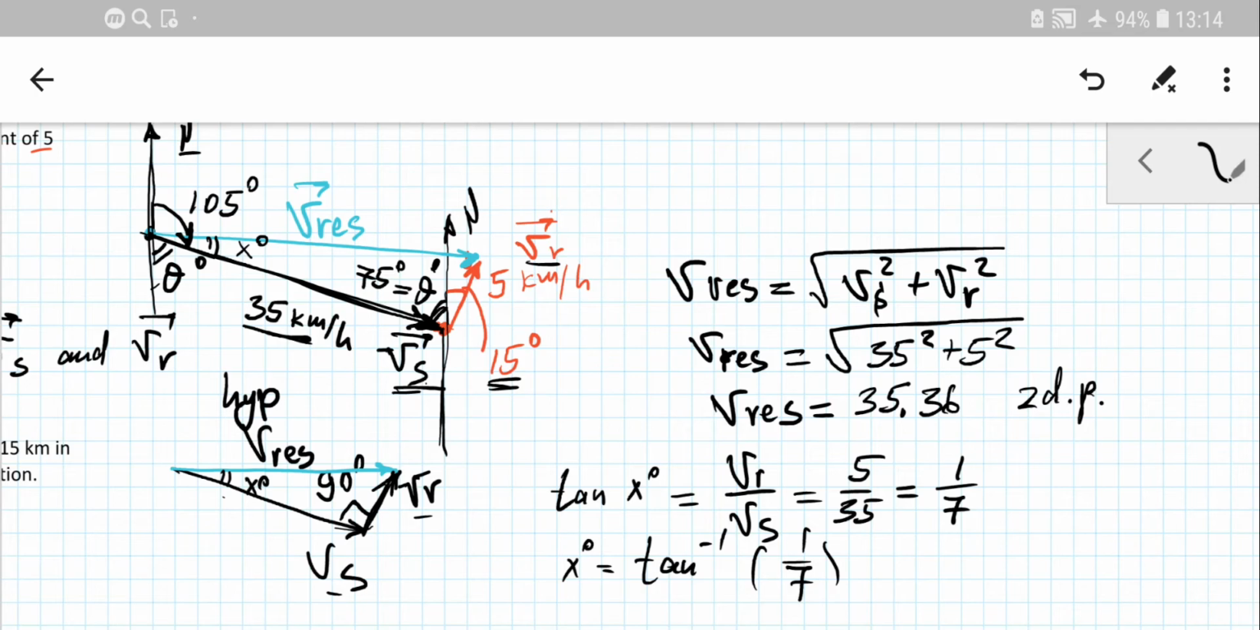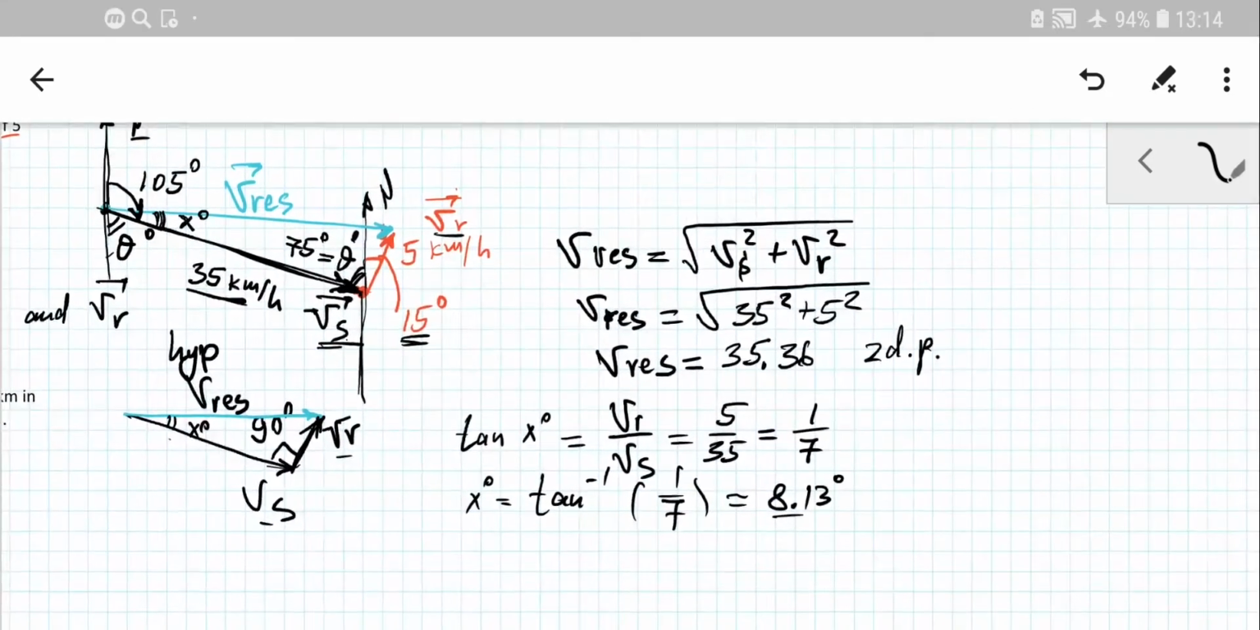Again, we just use the calculator, your second set: tangent minus 1 of 1 over 7. Okay, and you'll get around 8.13 degrees. So that's why now we know the angle x, which is 8.13 degrees.